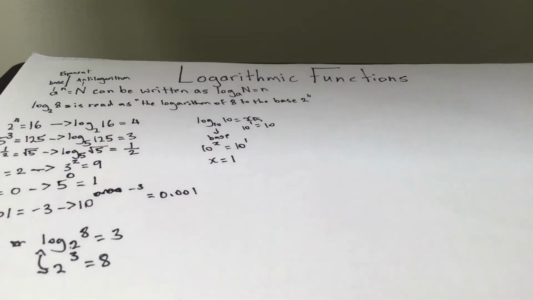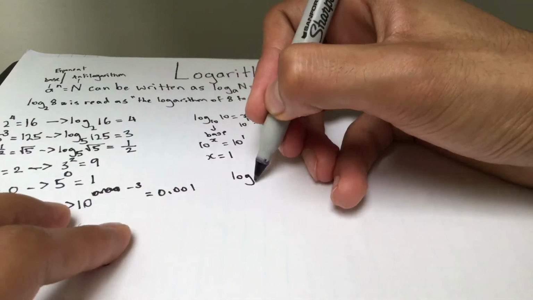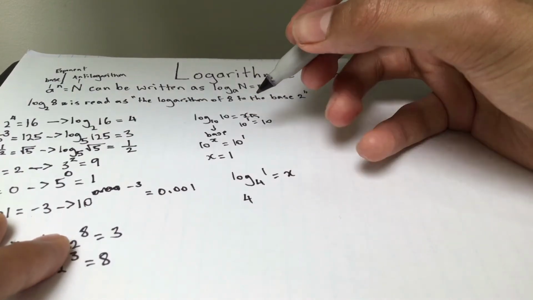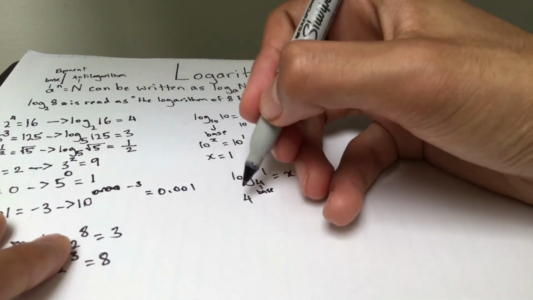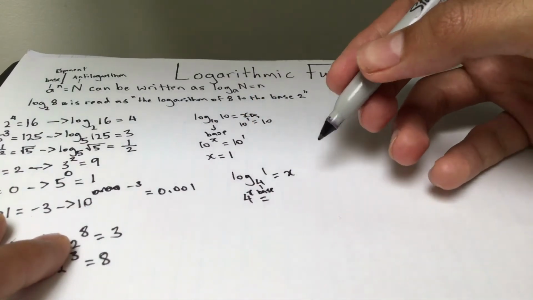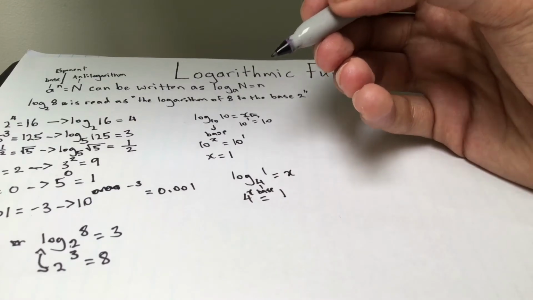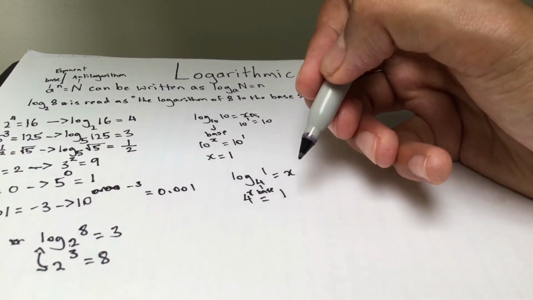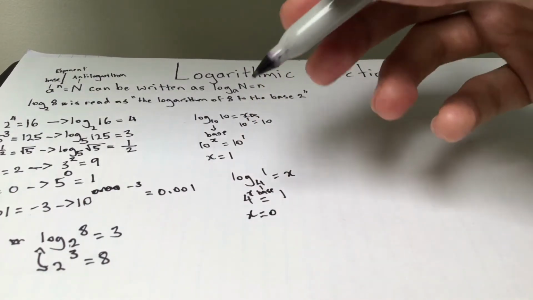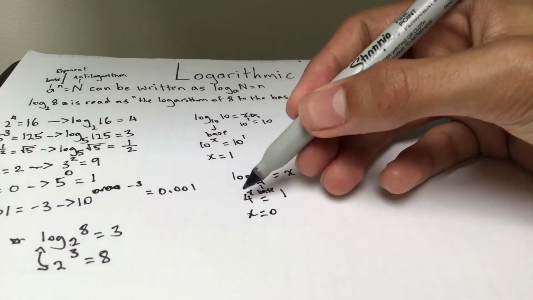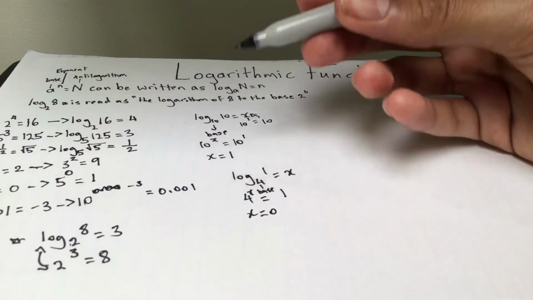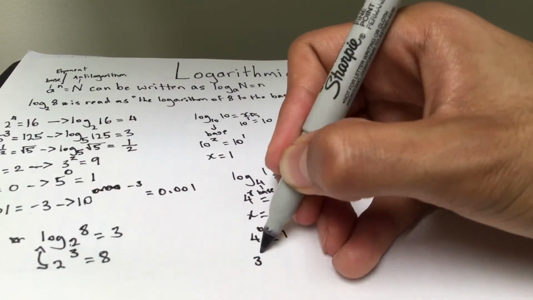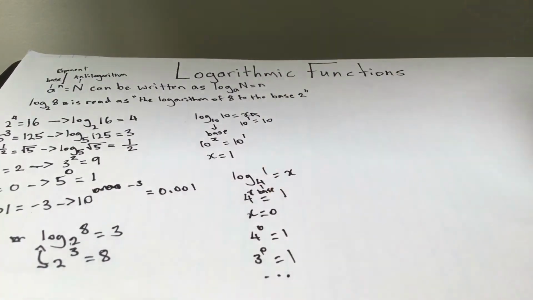Now let's move on to log 4 of 1 is equal to x. First, we take out 4, which is our base, and then x, which is our exponent, and then 1, which is our anti-logarithm, the capital N. So we have 4 to the power of x is equal to 1. In this case, x equals 0, because anything to the power of 0 gives us 1. If you put 4 to the power of 0, it's 1. When you put 3 to the power of 0, it's 1, and so on.